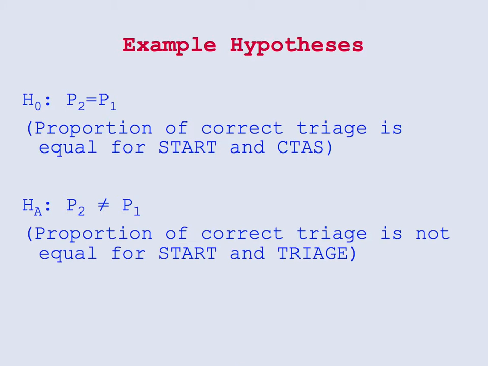Here we have a different study where we're actually looking at a proportion. And here we might say the null hypothesis is that P2 equals P1, and that we might say the proportion of correct triage is equal for START and CTAS. Again, the status quo would be that the two are equal. And the alternative hypothesis might be that P2 is not equal to P1, or that the proportion of correct triage is not equal for START and CTAS.